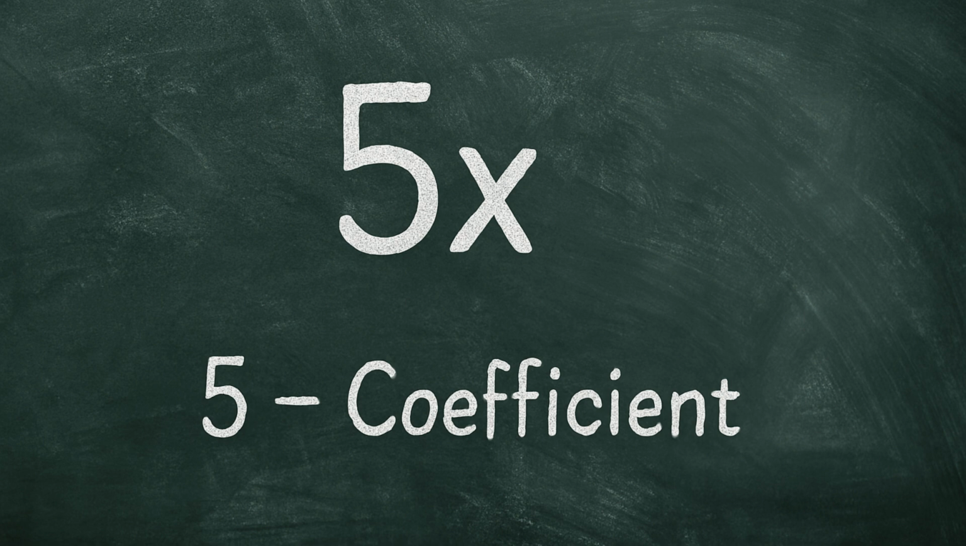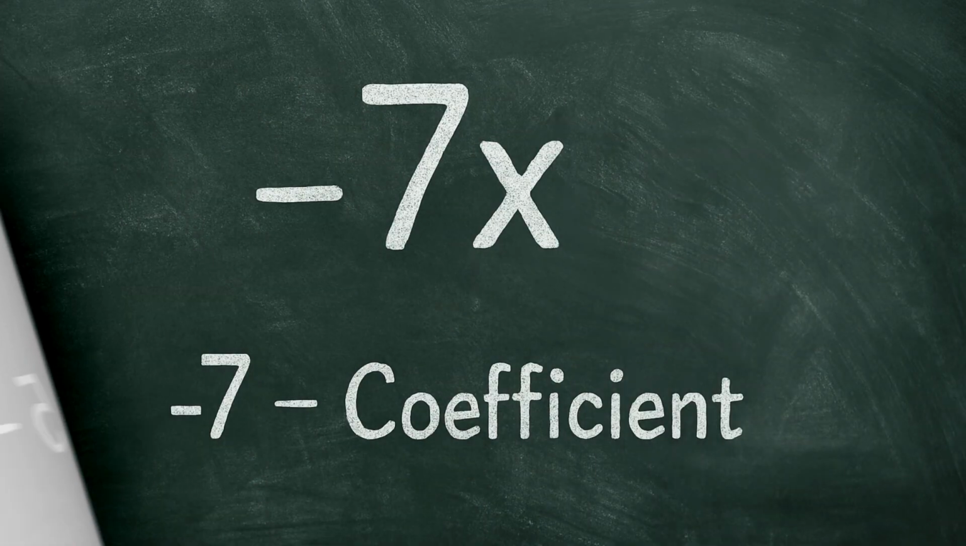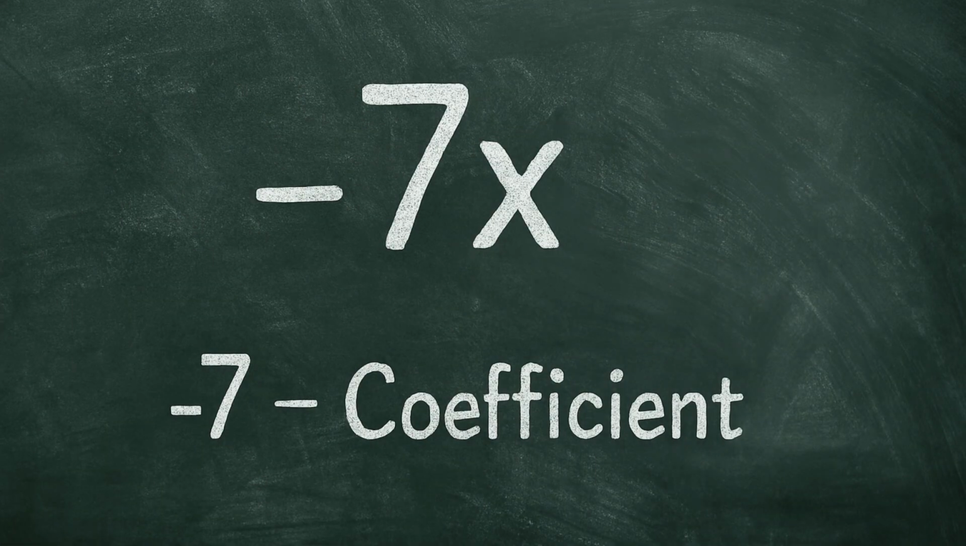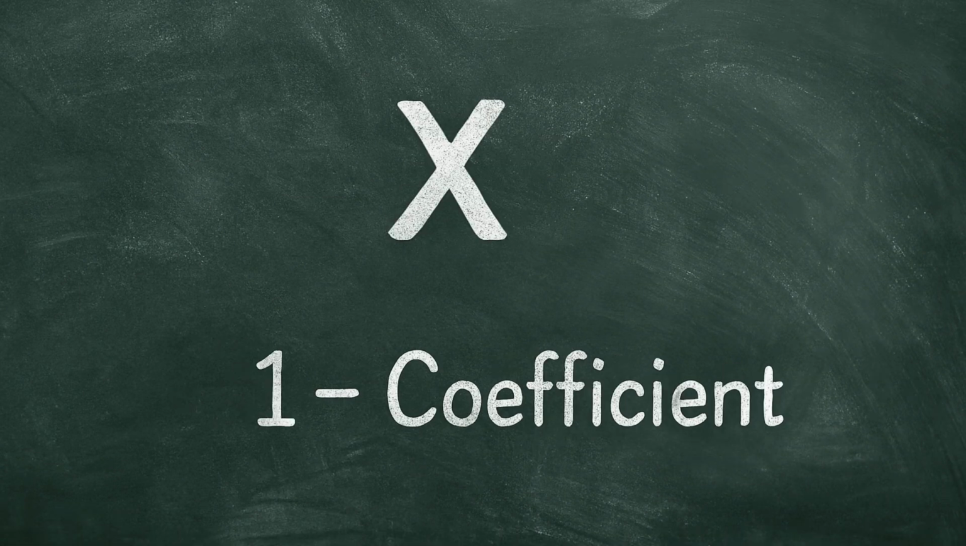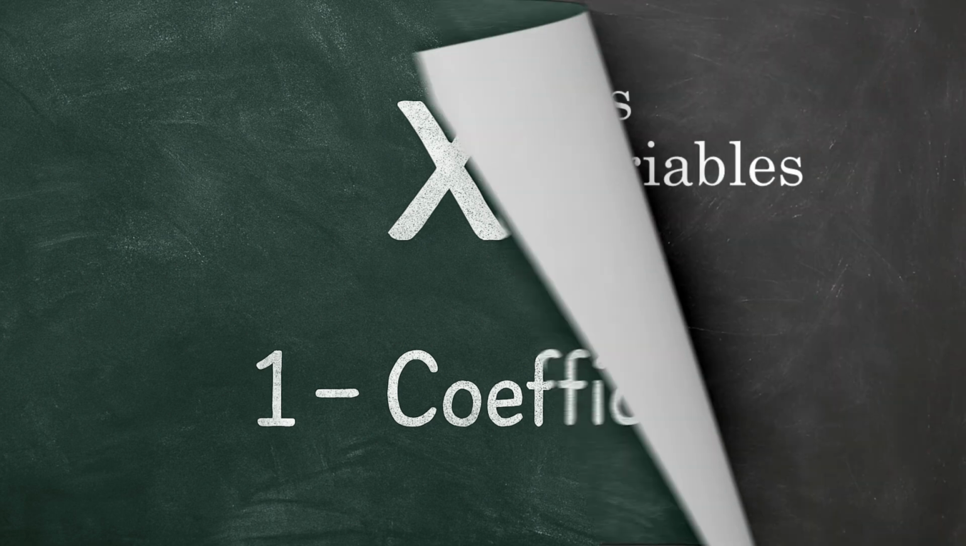Let's zoom in further on a term like 5x. The number in front of the variable, which is 5, is called the coefficient. It tells us how many of that variable we have. Think of it like a price tag for the variable. In -7x, the coefficient is -7. If you see just x with no number in front, you can imagine the coefficient is actually 1, because x is the same as 1x.